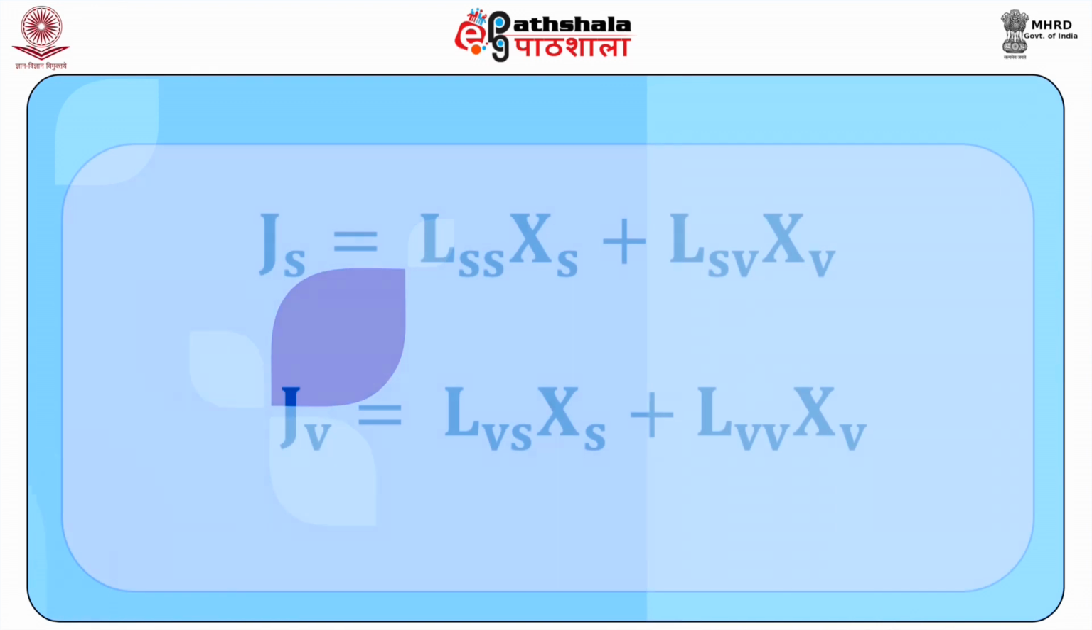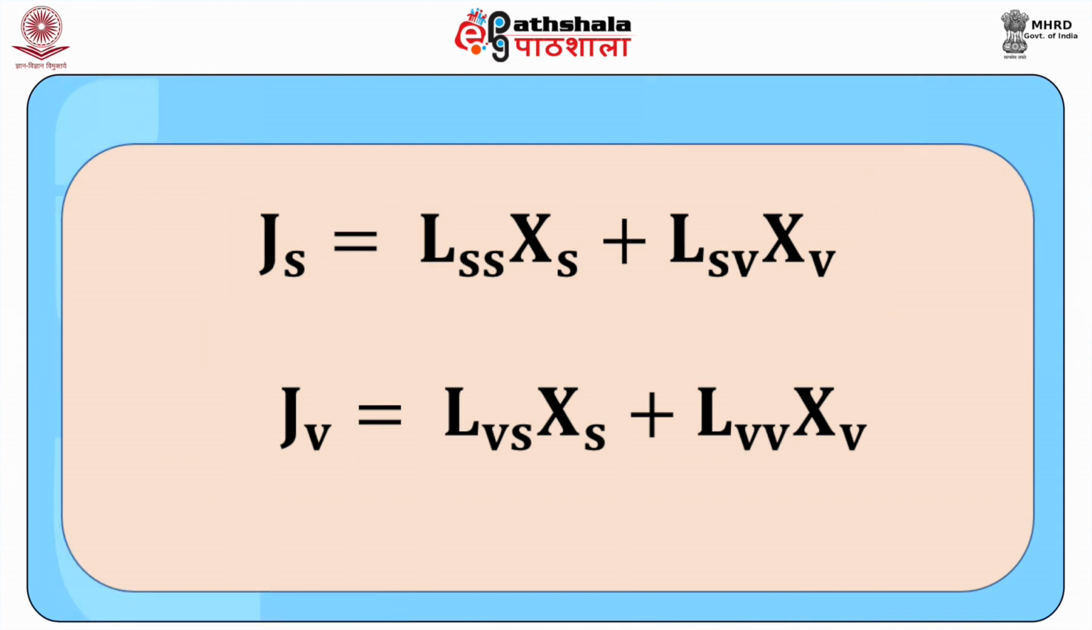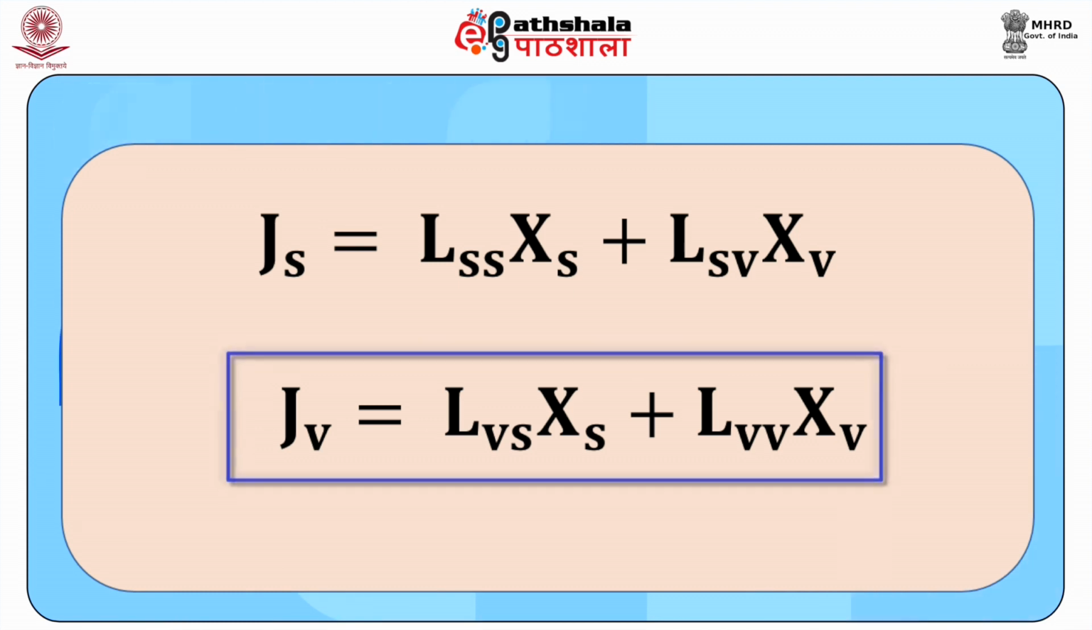tensors of higher order may also occur. According to this, we can write the phenomenological equations as Js equals Lss into Xs plus Lsv into Xv, and another equation, Jv equals Lvs into Xs plus Lvv into Xv.